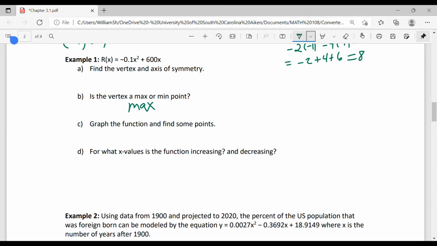And then once we graph it, we need to say for which x values the function is increasing and for which x values the function is decreasing. Okay, so let's go to the TI-84 calculator. Let's graph this, find the vertex, the axis of symmetry, some additional points, and then let's state where the function is increasing and where the function is decreasing. I'll see you at the TI calculator.